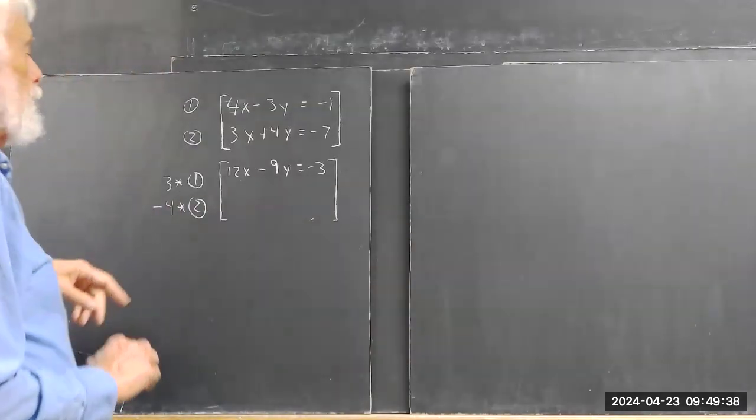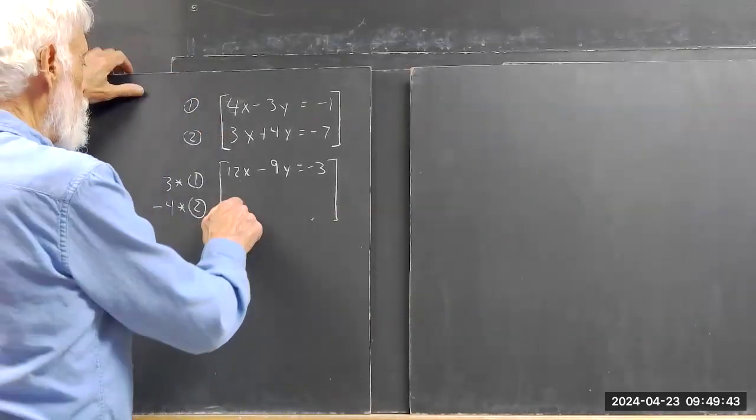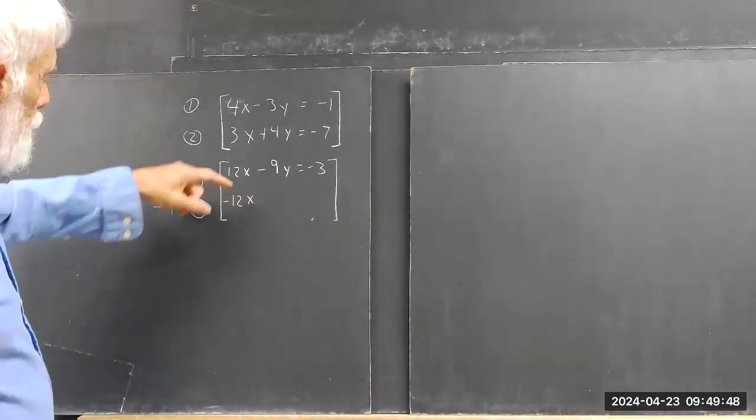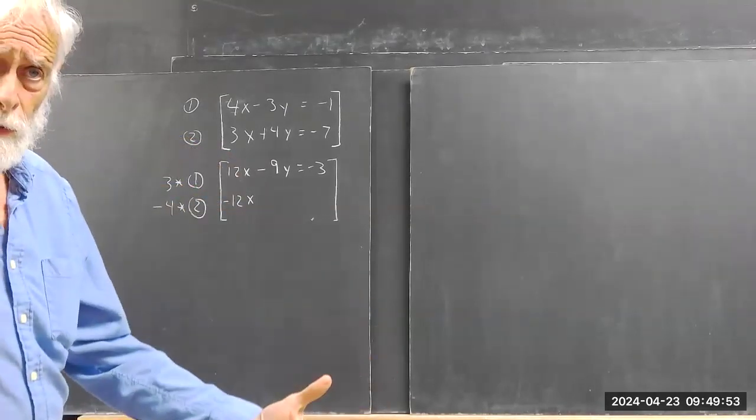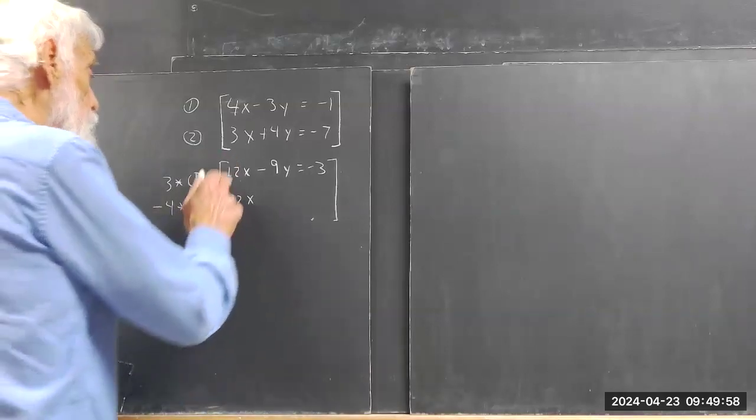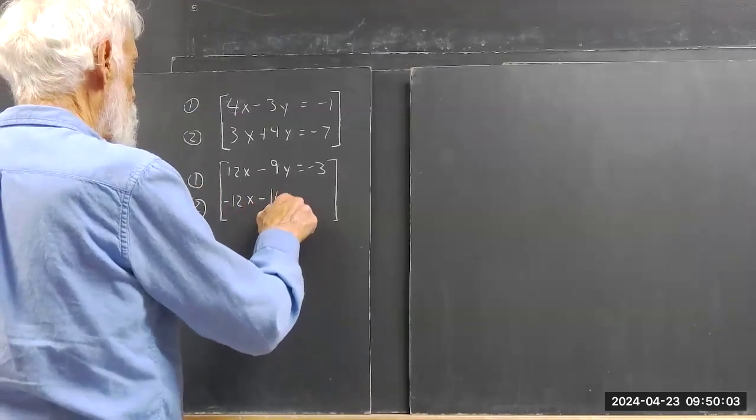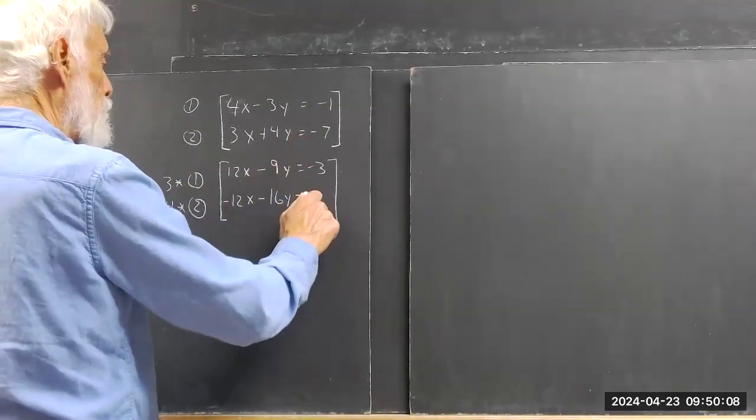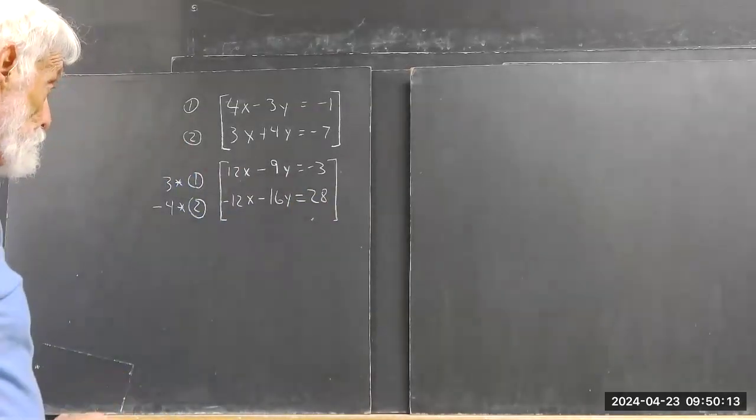Okay, and then when I multiply the second one by -4, I do -4 times 3, I get -12x. And you see what's going to happen because I'm going to add these rows. My 12x and -12x are going to give me 0. That's going to eliminate x from the equation. And then I have -16y because -4 times 4 is -16. And -4 times -7 is 28.